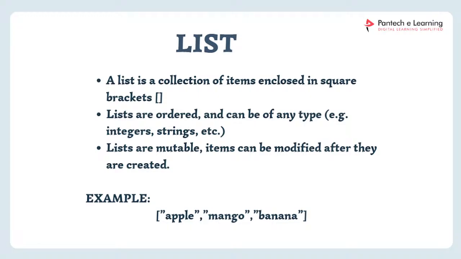And a list is ordered. Whichever order we give as input, that same order will be maintained in the output also. For example, some fruits: apple, mango, banana. Three fruits are created like this. If I give an input in this format, the same output will follow in my result. And a list is ordered and accepts all data types.